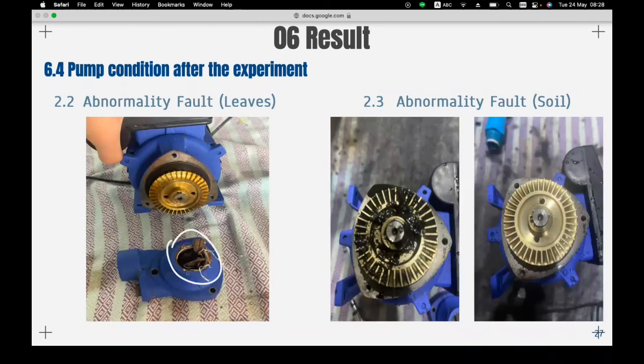And next one, for the leaf test, in the left figure, it shows that the leaf did not pass through the impeller. In this case, the impeller may not be affected. And the next one, the soil had entered the impeller and interfered with the impeller operation. However, after the impeller has been cleaned in the right figure, it appears that the impeller is still not damaged.